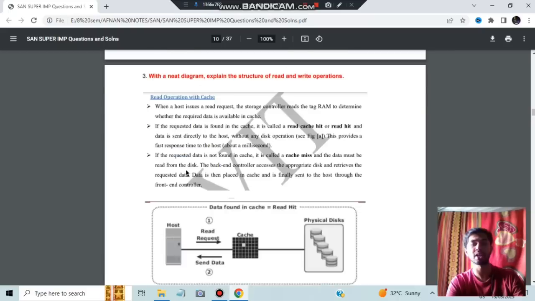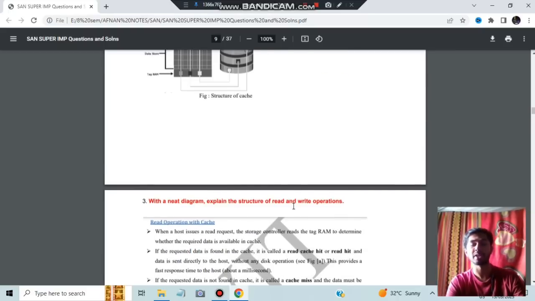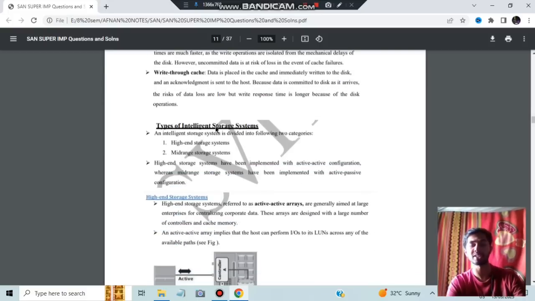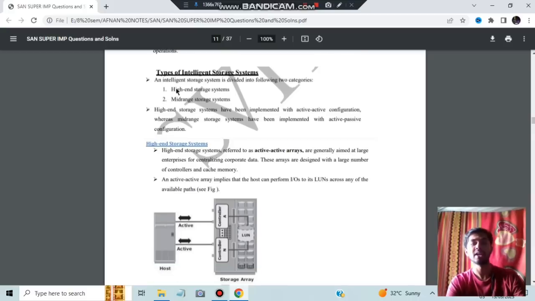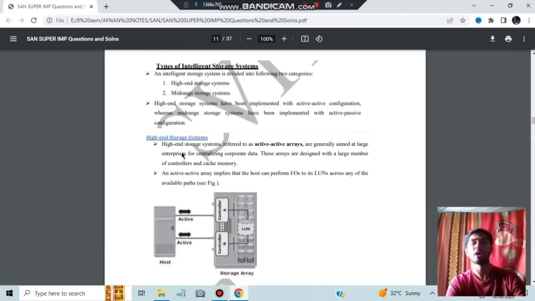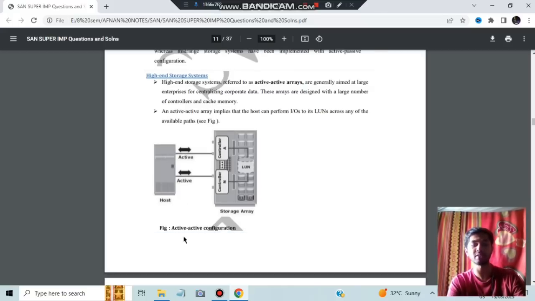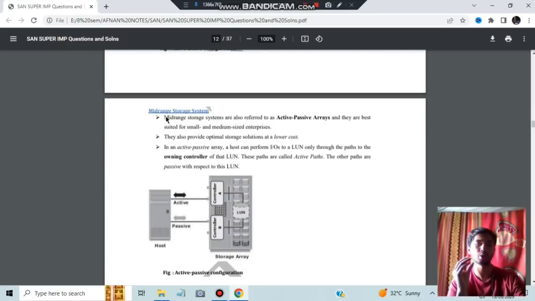And the second question they had asked here: different types of intelligent storage systems. It is not mentioned there, but they can ask about different types of intelligent storage systems. It is of 2 types: high-end storage and mid-range storage. It's basically based on how many users you have. If you are using it heavily, meaning a lot of operations and transactions are happening, use high-end storage systems in which you will have both controllers active. Otherwise, you can use mid-range where fewer transactions are there. It will be active-passive. Okay.